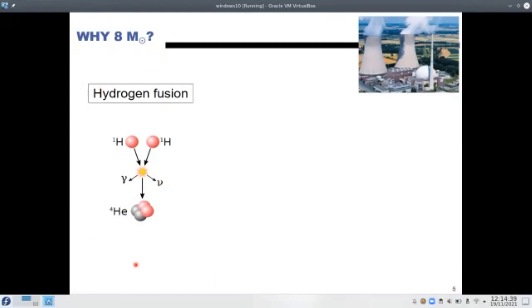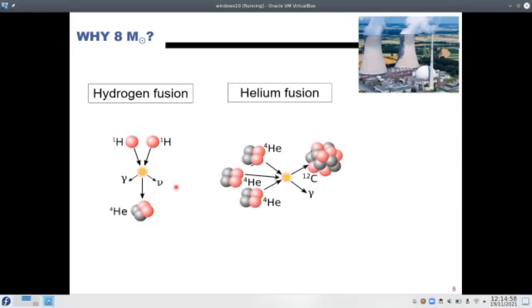This is a very, very simplified cartoon of what happens in the interior of a star. But basically, what happens is the exothermic fusion of hydrogen to form helium. And what makes a difference between massive stars and all other kinds of stars is what happens afterwards. Massive stars, once hydrogen has been exhausted, are capable of fusing atoms of helium to form heavier elements. In particular, what happens is the triple alpha reaction, where three atoms of helium fuse to form an atom of carbon and release energy.